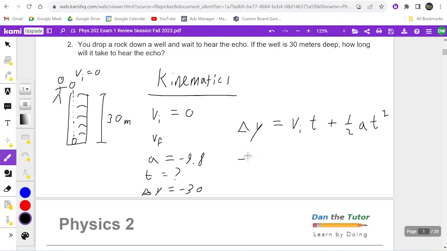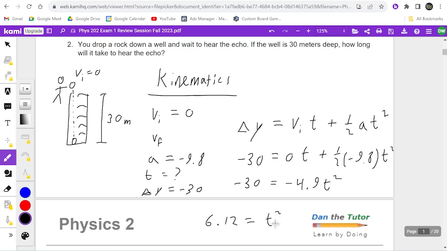So delta y is negative 30, v initial is 0, time is whatever, plus 1/2 negative 9.8 times t squared. If I simplify this, I get negative 30 equals negative 4.9 t squared. I just simplified, combined like terms. Then I'm going to have to divide both sides by negative 4.9. And when I do that, I have positive 6.12 equals t squared. And then I just got to take the square root of that.